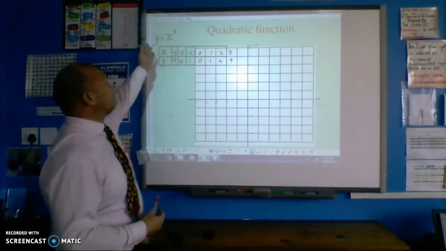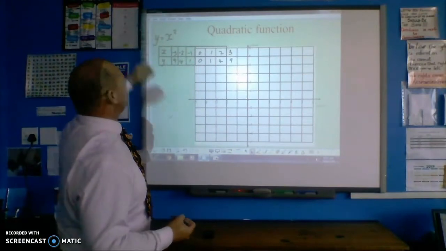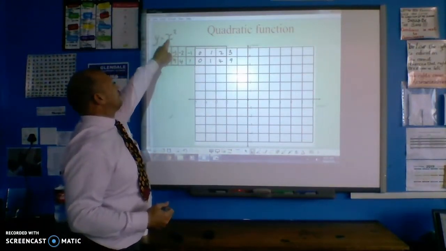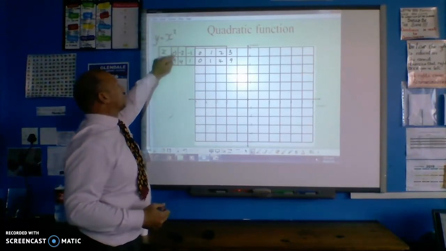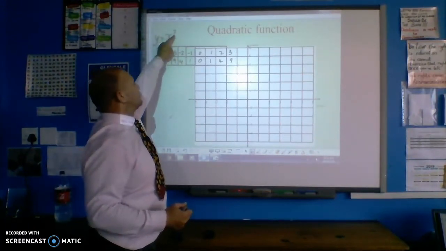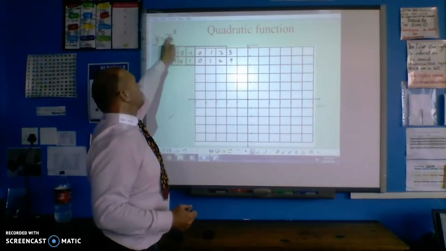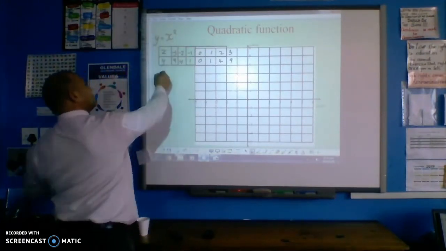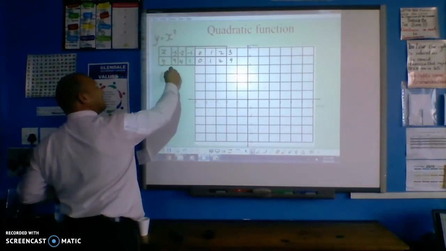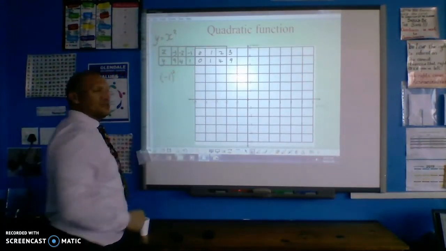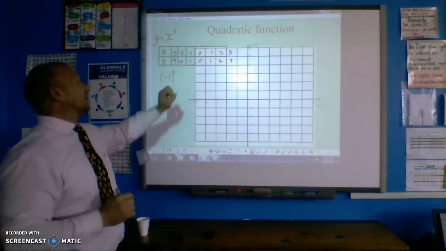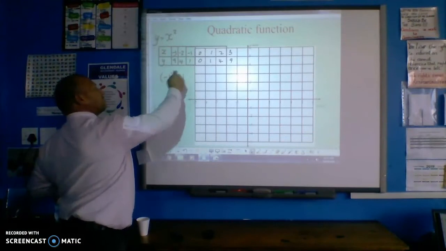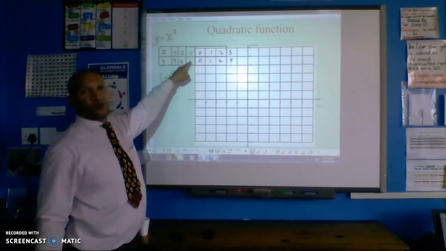For this one, I want to plot a simple quadratic function, y is equal to x squared. If I substitute negative 3 and I square it, I will get 9. If I substitute negative 2 and I square it, I will get 4. If I substitute negative 1, squared will give me 1. It's important that I understand when I substitute negative 1, it's in brackets, and then I square it, I will get negative 1 multiplied with negative 1. That will give me positive 1.